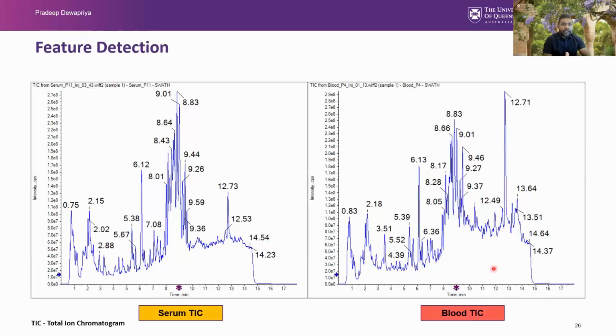Typically, blood and serum are quite complicated matrices. Here I'm showing you a typical total ion chromatogram of serum and blood samples. As I mentioned, these are complex matrices and very hard to detect and identify PFAS features from these samples. The challenge is not to lose low abundant features in these samples while reducing the number of noise features we are extracting in feature detection.